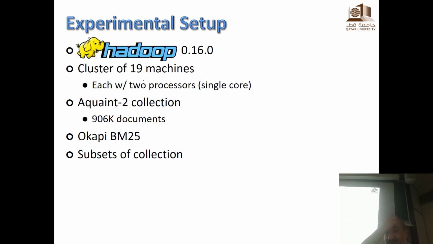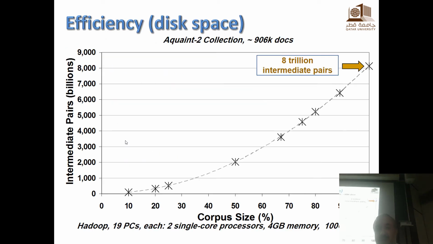I had at the time a cluster of 19 machines. That was the cluster that was given by IBM and Google. Used a collection of about 1 million documents. I used a specific similarity function, but it doesn't matter. And we did experiments with subsets of the collection. I will show you now the results.